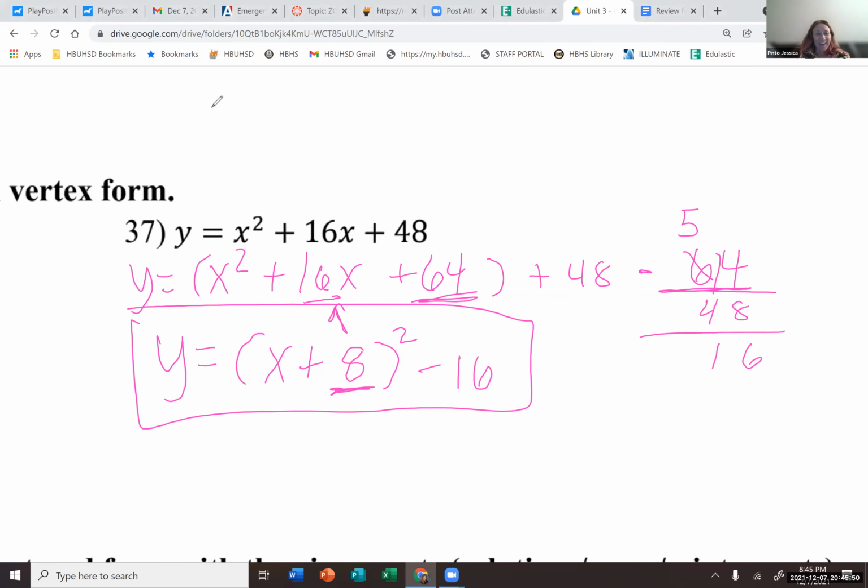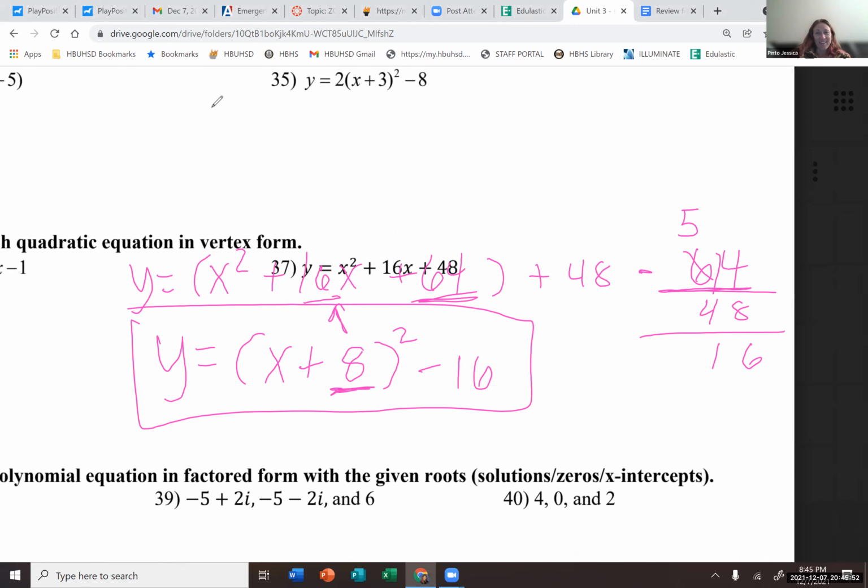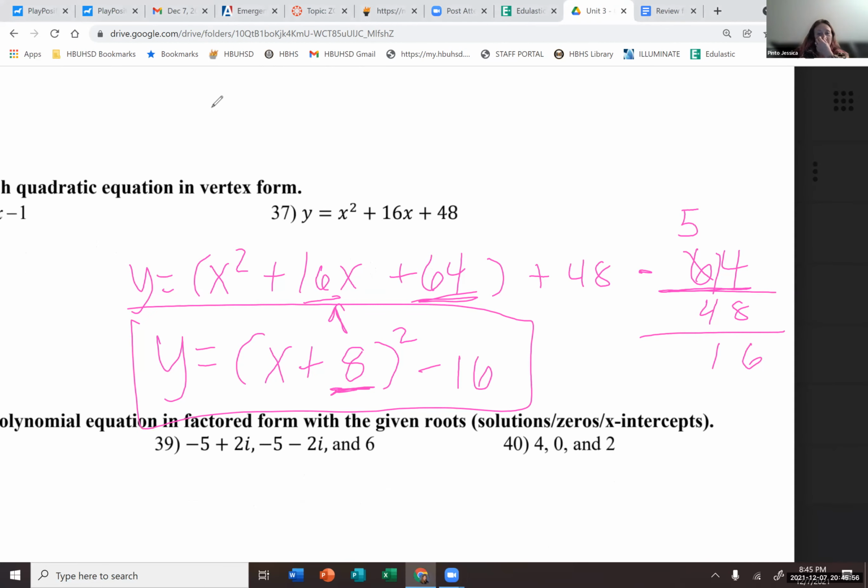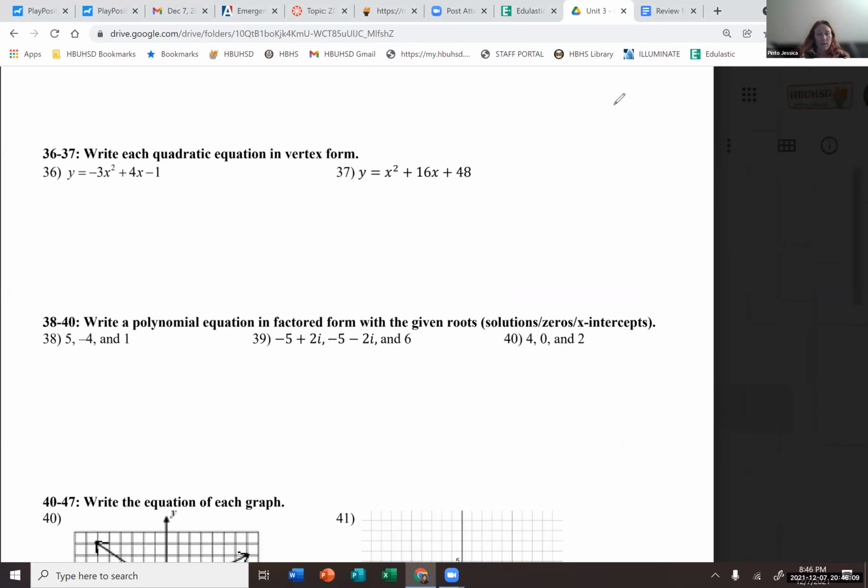And that's great. See, I like that way. It's really fun. It really shows the understanding of how this binomial squared works. So 8 plus 8 is 16, 8 times 8 is 64. So we always keep the same sign on the binomial. Very fun.